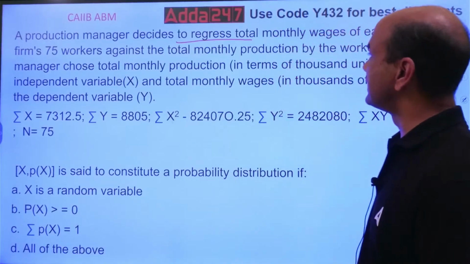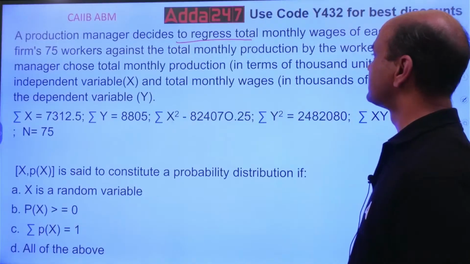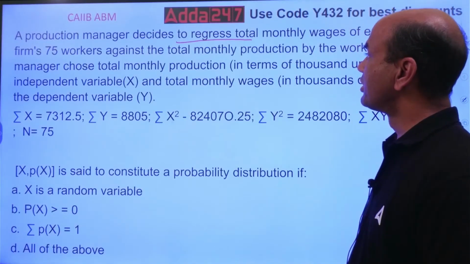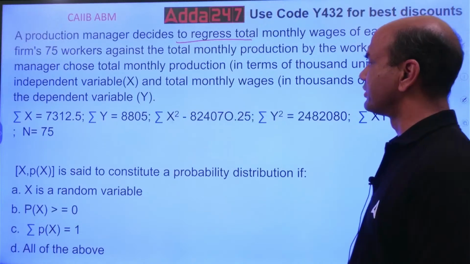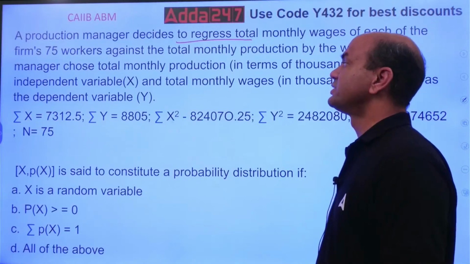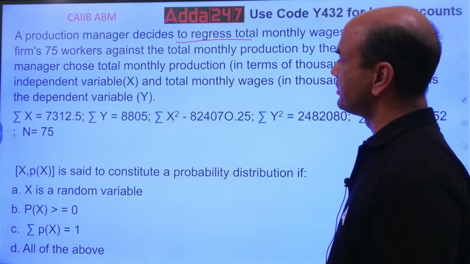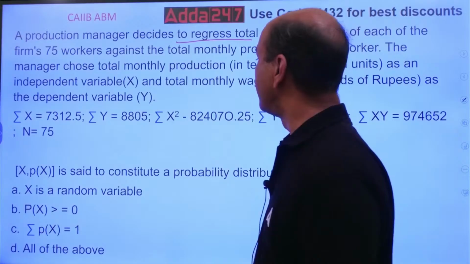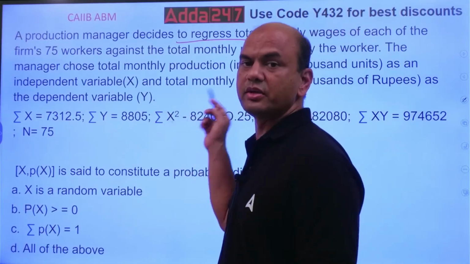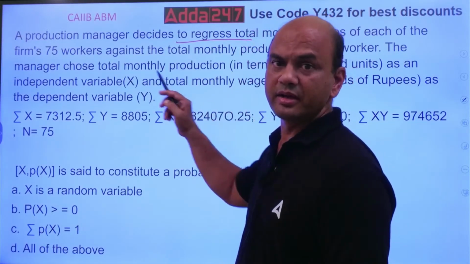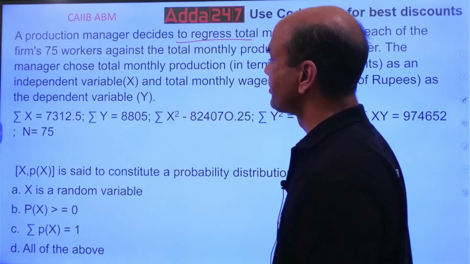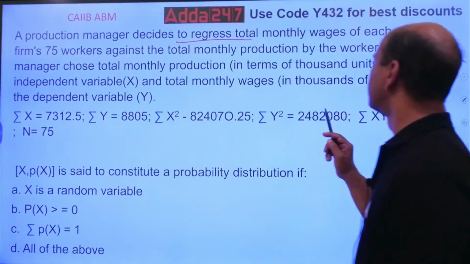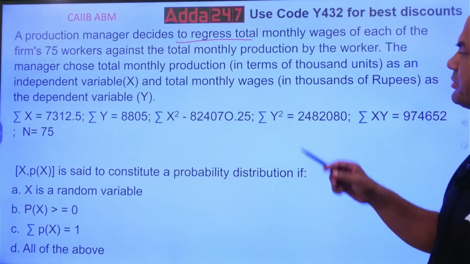So this manager decides to regress total monthly wages of each of the 75 workers against the total monthly production by the workers. So X is what? Production, and wages is dependent Y. Which is independent now? Production is independent and wages are dependent. So all these points are given: summation X, summation Y, summation X square, summation Y square, summation XY, and N.